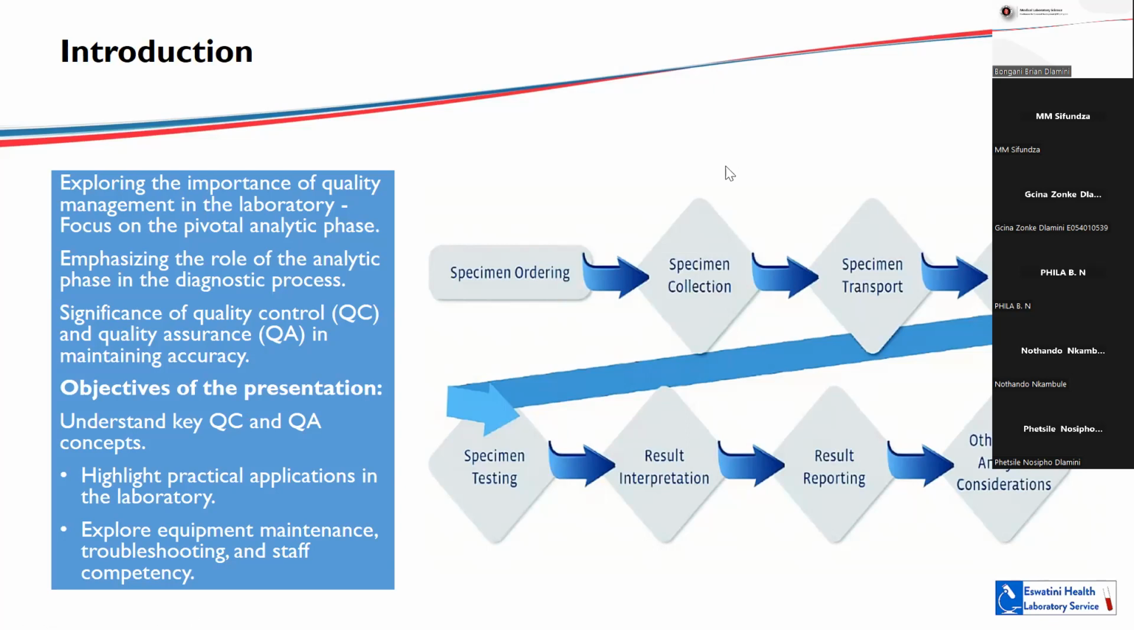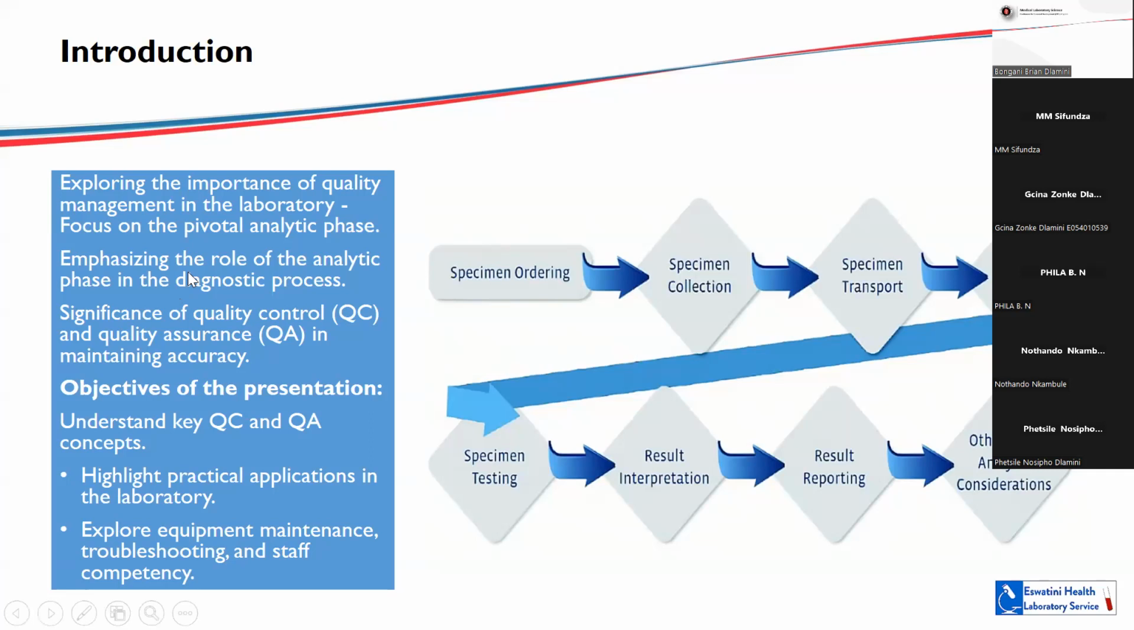So in this picture, the first line from the specimen ordering, specimen collection, and specimen transport, they all fall under the analytical phase. So when we look down, specimen testing now, that is our analytical phase where we actually execute the testing. Then the rest again will be the post-analytical phase, which I hope we will look into some other time in the future.